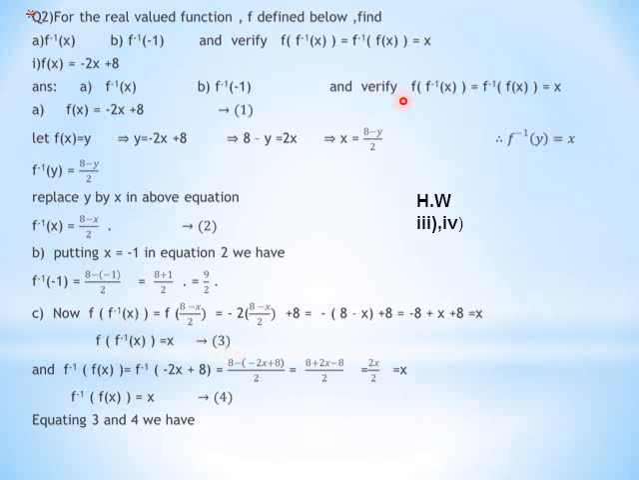Now for this part, first one, f inverse of f of x. Okay, f inverse is outside, f of x inside. What is f of x? Minus 2x plus 8. Now f inverse of something. Now what is the value of x? Minus 2x plus 8. So 8 minus minus 2x plus 8, upon 2. After simplification we get again x. So from equation number 3 and equation number 4, we have proved that f of f inverse x and f inverse of f of x are equal to x.